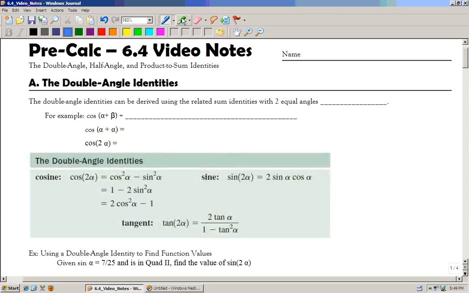Okay, today we are doing section 6.4, part A, the double angle identity. They can be derived from the sum identities when you set two angles equal to each other, for example, when you do alpha equals beta.